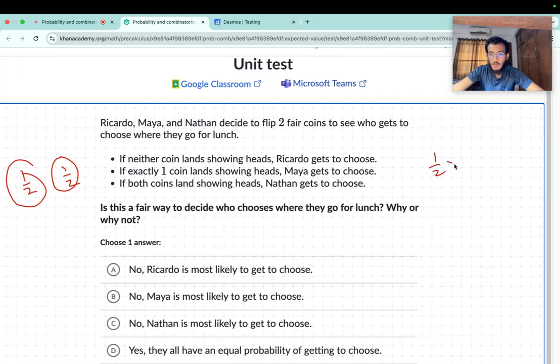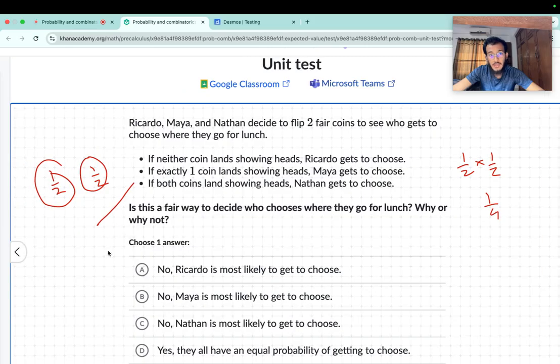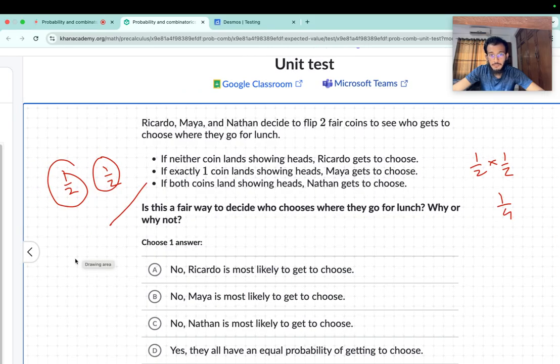Well, it's 1 upon 2 into 1 upon 2, 1 upon 4. If exactly one coin lands showing head, Maya gets to choose. And what is the probability? Exactly 1. It could be head tail or tail head. First one is head, then tail, or the first one is tail, then head. This is the condition where exactly one coin lands showing head, and Maya gets to choose.